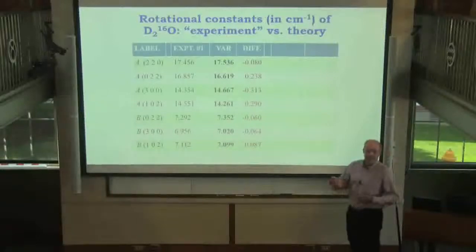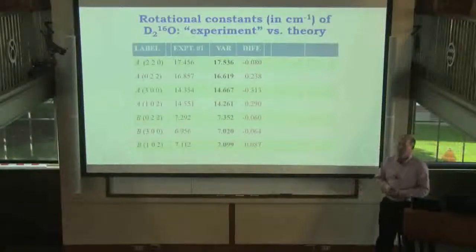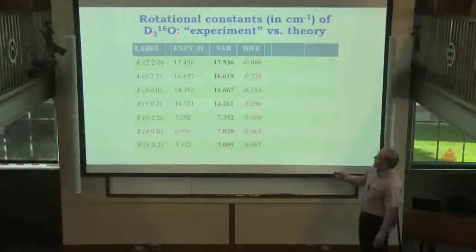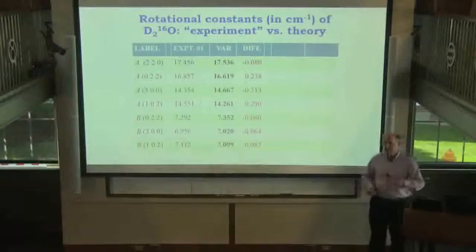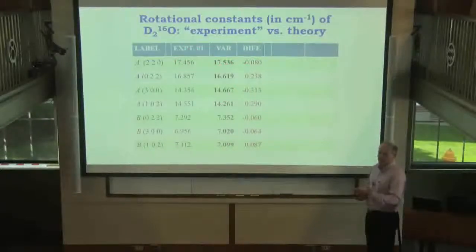So we determined a highly accurate mass-dependent potential energy surface for water. Use that for D2 16O, and we compare A and B rotational constants for different vibrational states between experiment and theory. Now we knew that our surface is so accurate that we should have a difference between our variational rotational constants and experimental constants down to 10 to the minus 3 or so in centimeter minus 1.